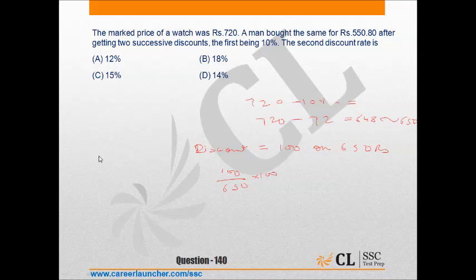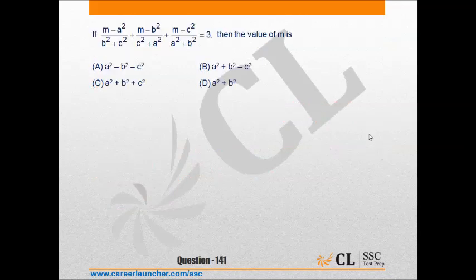I know 100 upon 600 is greater than 100 upon 650, which is greater than 100 upon 700. This value is 16.6%, greater than the desired value, which is greater than 14.2%. Answer has to be between 14 and 16. Only option is 15%.